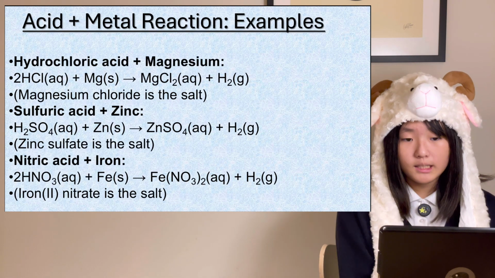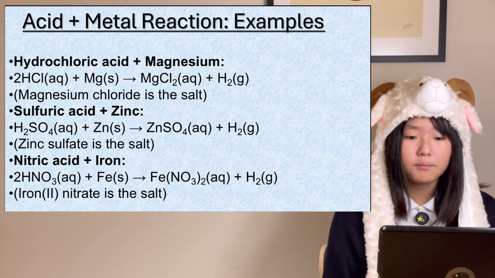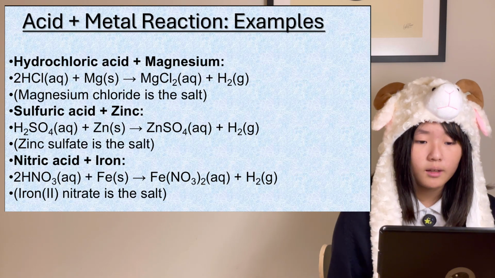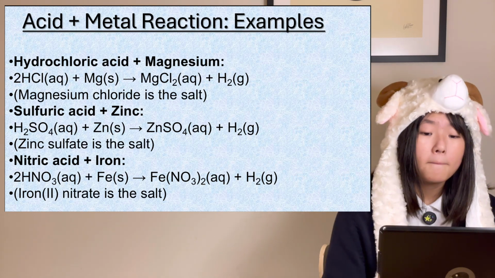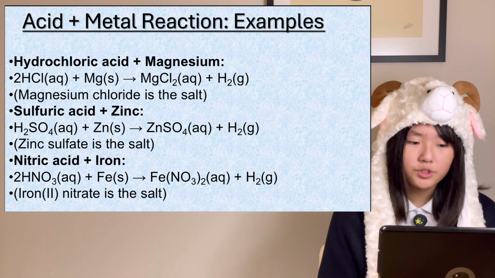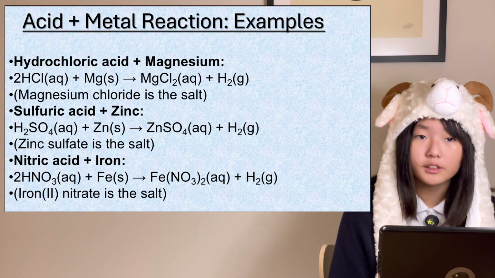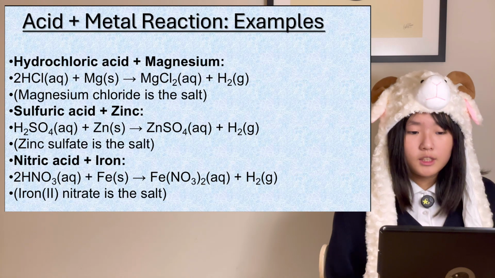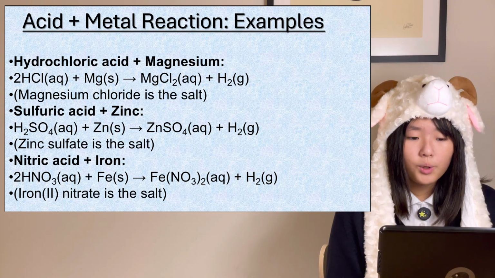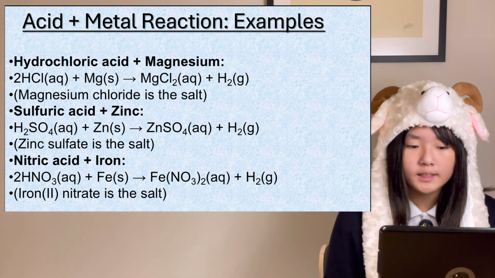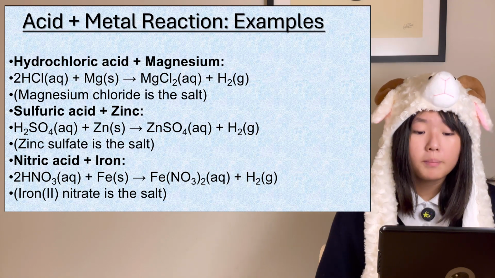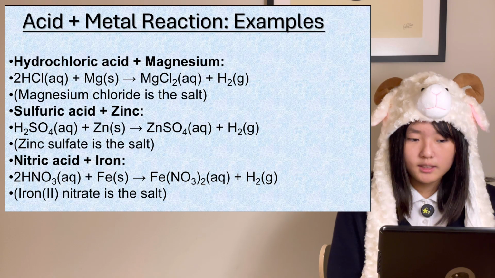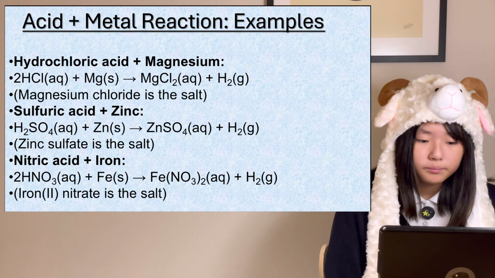Some examples of an acid-metal reaction is hydrochloric acid plus magnesium, which is 2HCl plus magnesium becomes magnesium chloride plus hydrogen. Magnesium chloride is the salt that is created. Sulfuric acid plus zinc, H2SO4, which is sulfuric acid, plus Zn, which is zinc, becomes zinc sulfate, which is aqueous, plus hydrogen gas. Zinc sulfate is the salt.